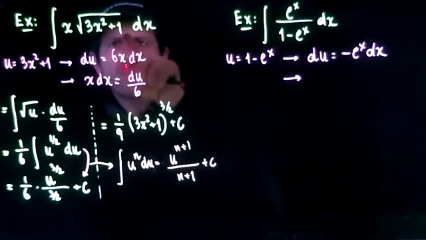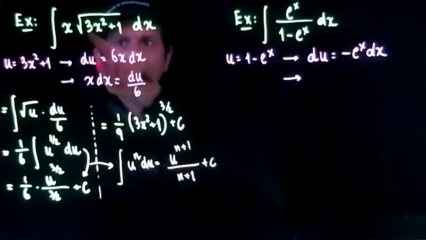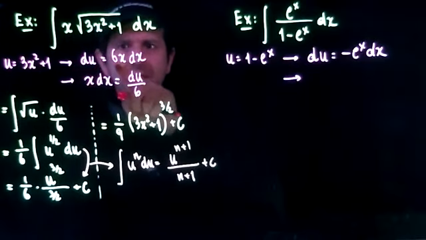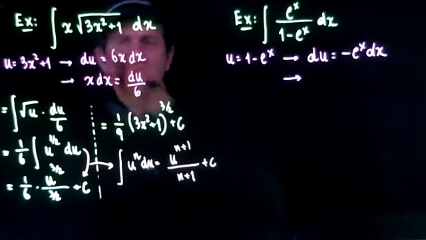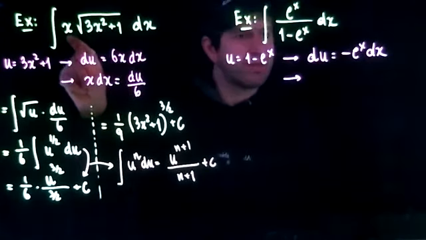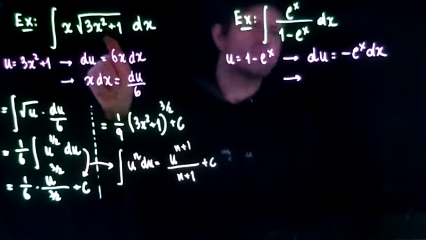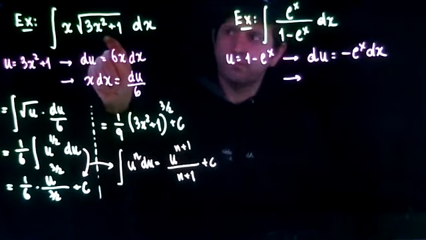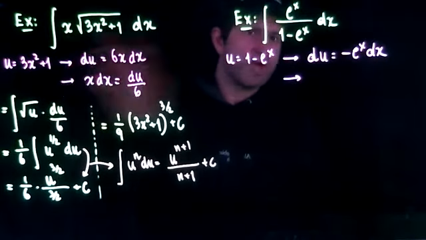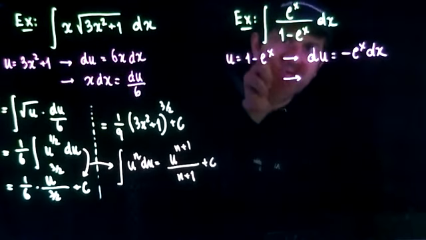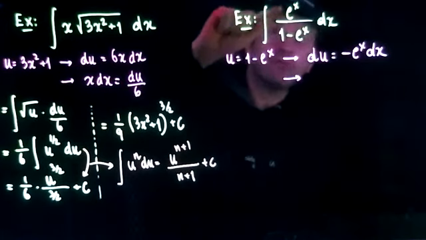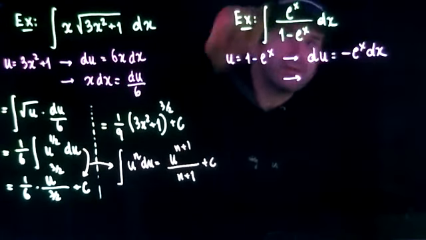So that's a good indication that I should use this as u. Same as here, if I do the derivative of 3x squared plus 1, I get something very close to x. I get 6x. So if you see that there's a piece that when you derive, you get the other thing that's outside on its own, chances are that's what you're going to put as u. Here you notice 3x squared plus 1 derivative is 6x, very close to x. 1 minus e to the x you derive, you get minus e to the x, very close to e to the x.